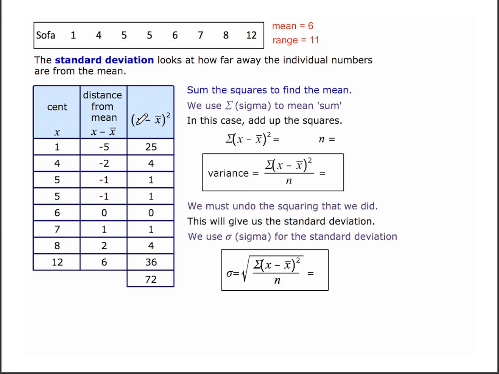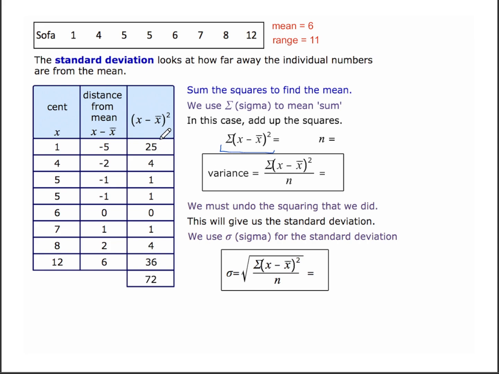We need to sum the squared distances in order to find the mean, because the mean is just the addition of all the squared distances divided by the number of data points that are there. Remember, this sign, the sigma sign, is known as the summation sign, the sum sign. And so we're going to use a lot of this notation from now on. It's better to get used to them.